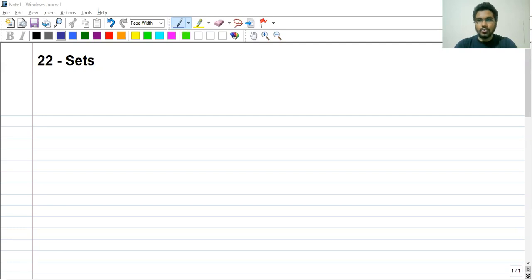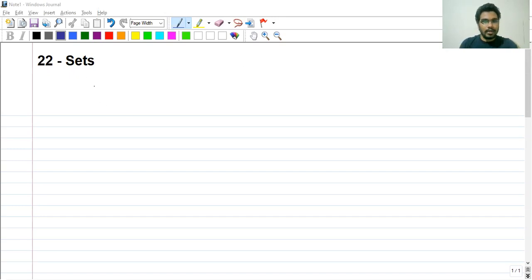Today we are going to study the 22nd lesson, sets, in grade 9. Before moving to this lesson, here is a small introduction. In previous grades, you have learned about sets and how to write them. You can write these sets in a curly bracket like this.